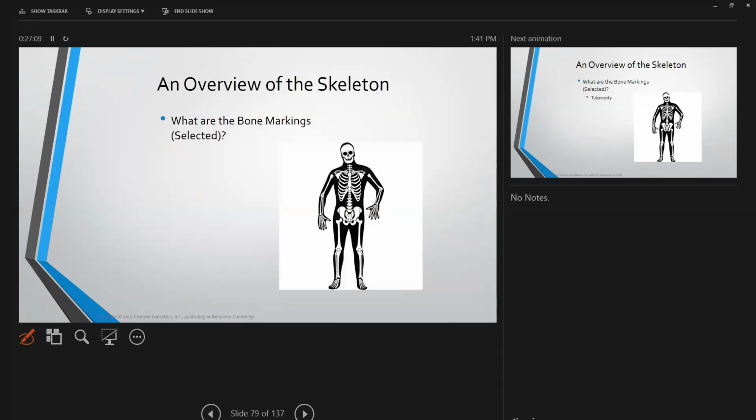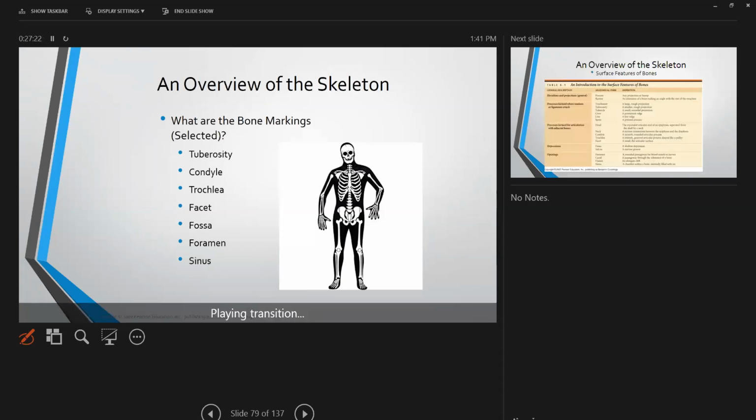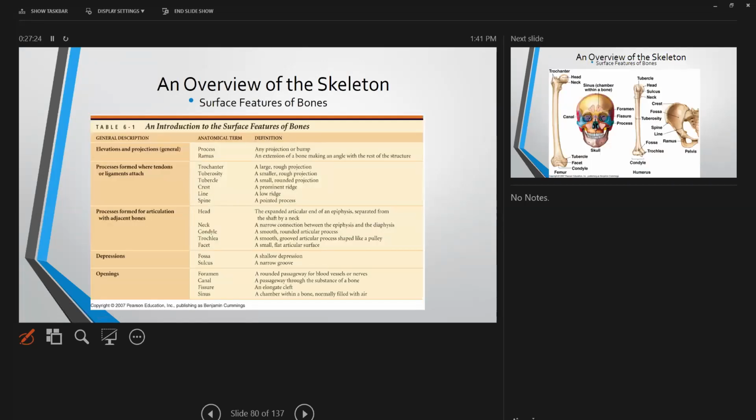Overview of the skeleton. What are bone markings? Tuberosities, condyles, trochlea, facets, fossa, foramen, sinus, okay? What do all these mean? Well, they all really allude to certain shapes of the bone. So even though we just memorize these, they actually mean something.